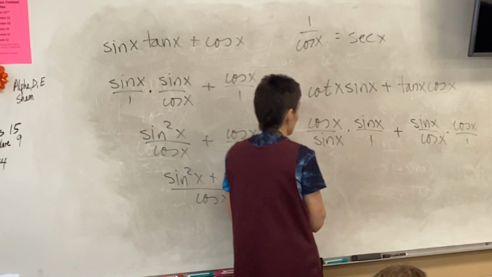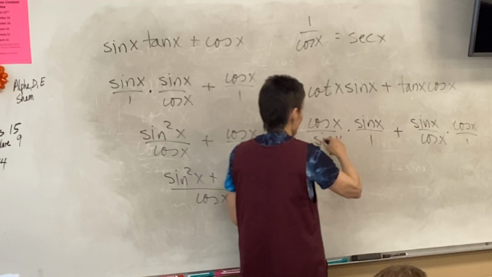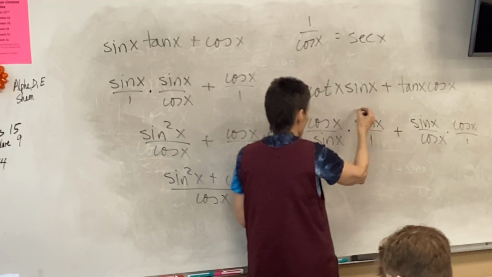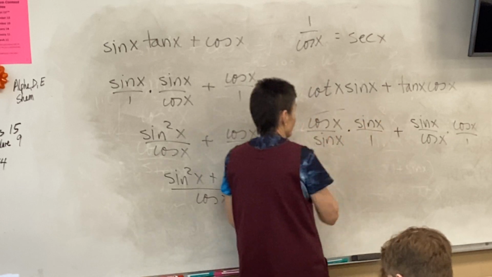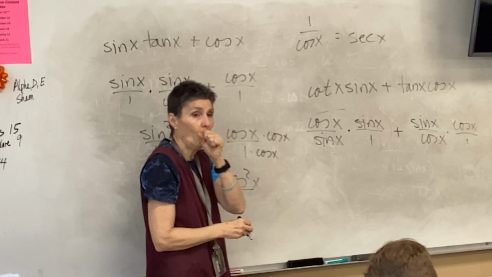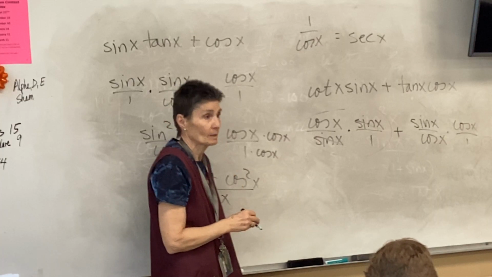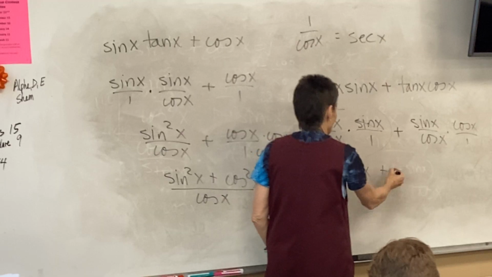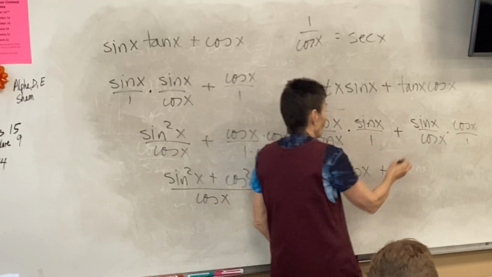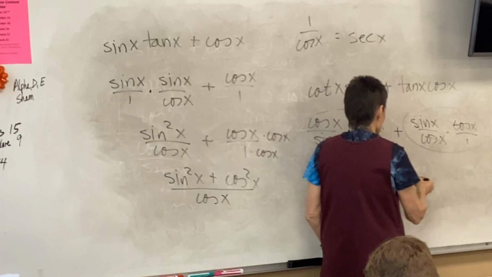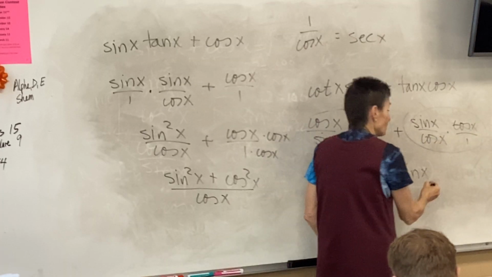Oh, wait a minute. What happens here? This is a multiplication. What happens right here when I multiply these? Don't the signs cancel? So this just ends up being cosine. What about these guys right here? And that just ends up being sine.